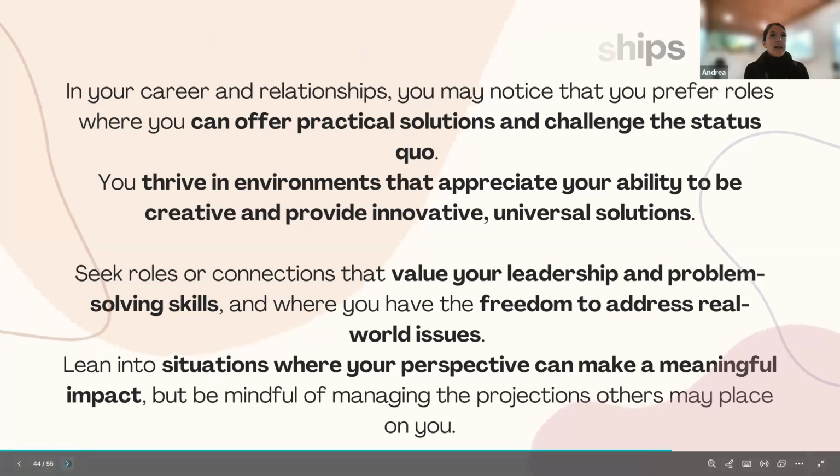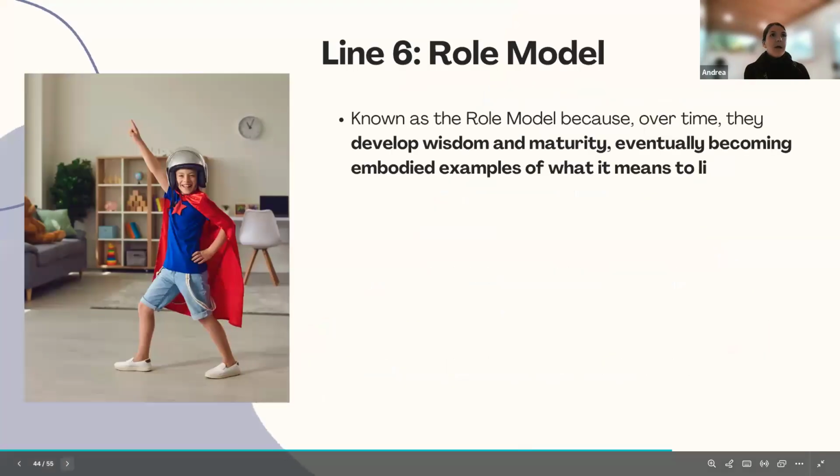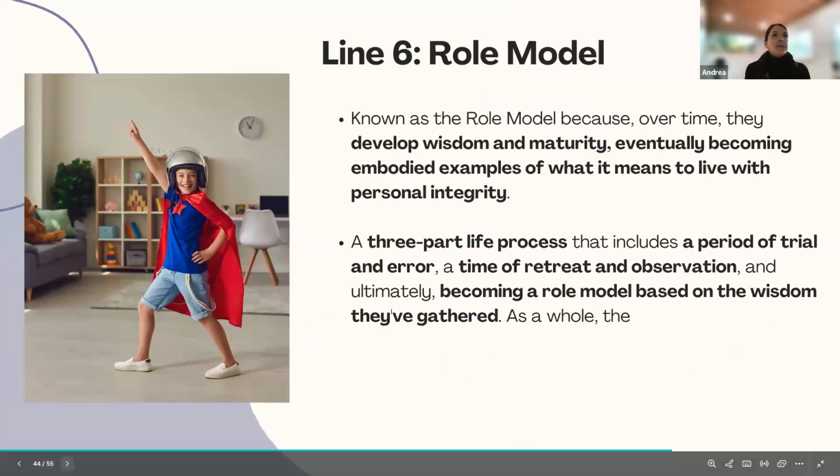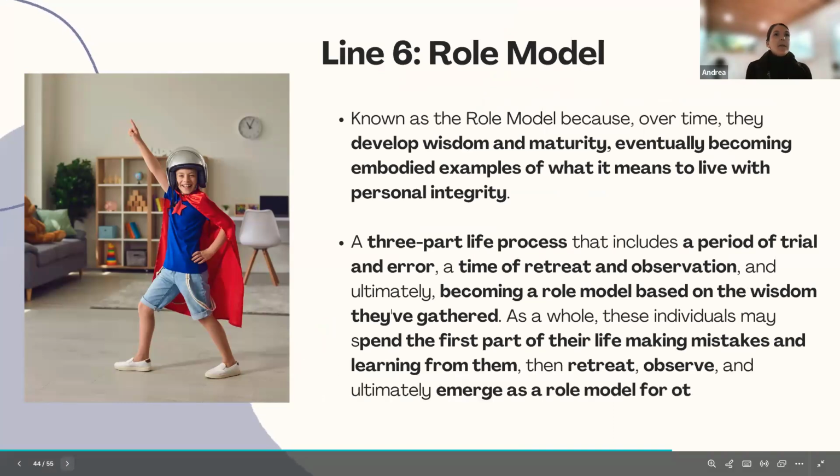And then line 6, the last of the numbers in the profile, is referred to as the role model. They're known as a role model because over time they develop wisdom and maturity, becoming embodied examples of what it means to live with personal integrity. People with a line 6 in their profile are said to go through a 3-part life process that includes a period of trial and error, a time of retreat and observation, and then becoming a role model based on the wisdom they've gathered.